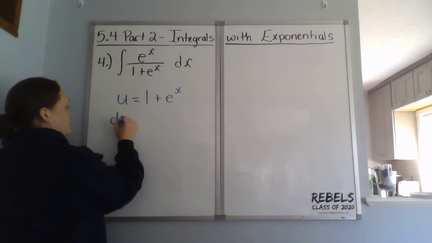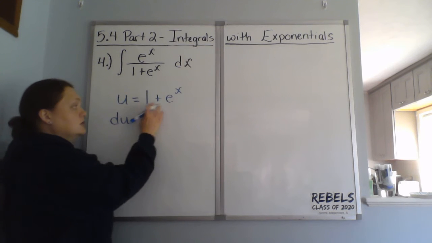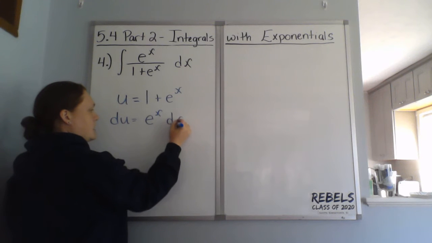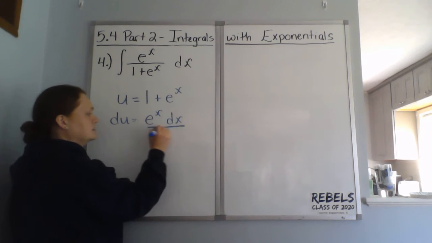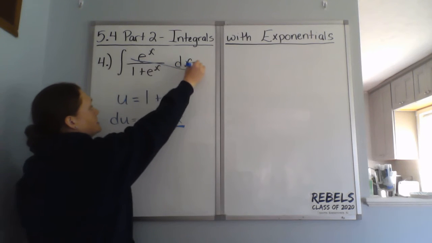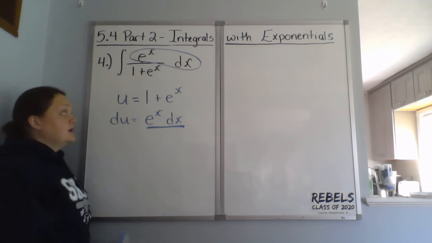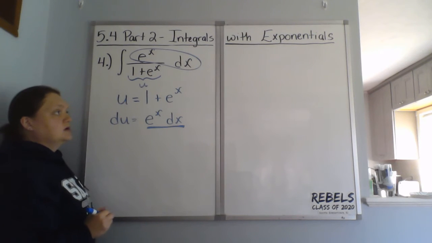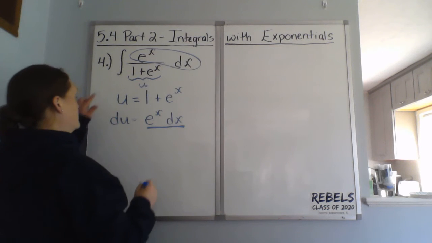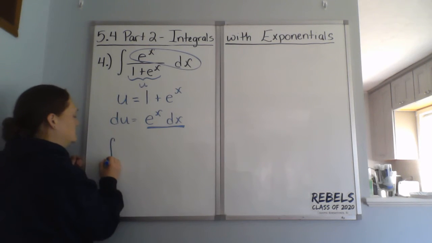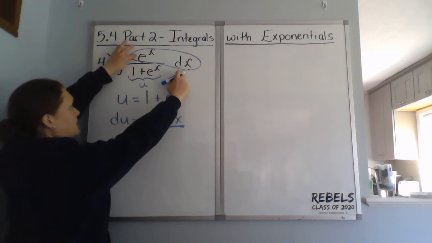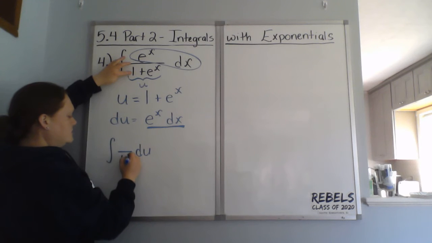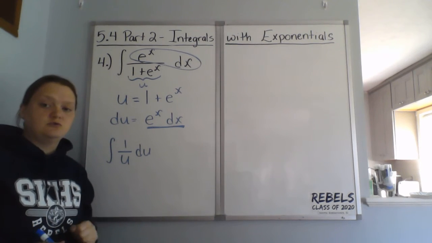So now the derivative of this: the derivative of 1 is 0, the derivative of e to the x is e to the x. So this is e to the x dx. Now this is written right here, and this piece down here, we chose to be our u. So this is what the rewrite is going to look like. I'm now going to have an integral where these two pieces are replaced by a du, and in the bottom of the fraction I have a u. This turned into a 1 over u du problem.